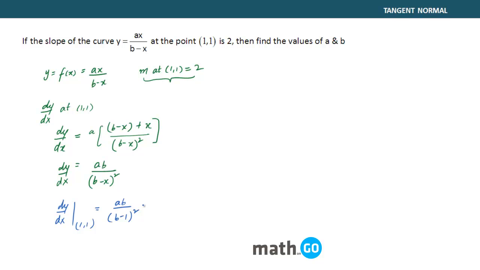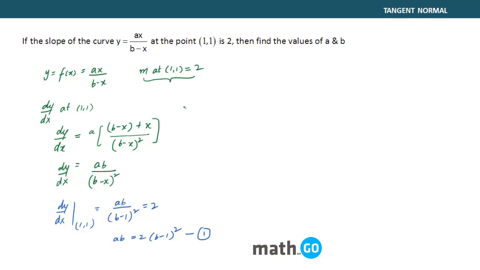That is what we can say, and this is given to be actually equal to 2. So the first equation that we obtained is ab is equal to 2 times (b minus 1) whole square. This is the first relation that we have got, but now we require another relation in terms of a and b, because we have two variables, so we should get two equations. Yes, we have that in the question.